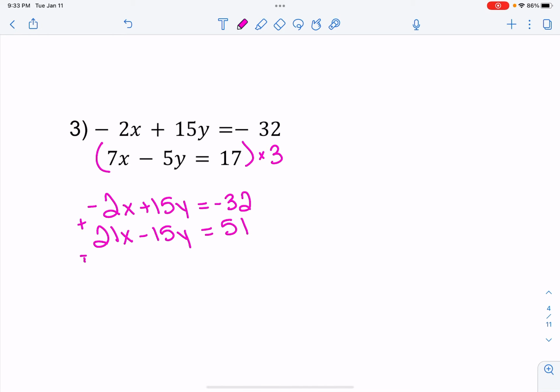So now we can add these two equations together. Negative 2x plus 21x is 19x. And then positive 15y plus negative 15y, that's just 0, so it just drops out. And then negative 32 plus 51 gives us 19. And then we divide both sides by 19. So we get x equals 1.